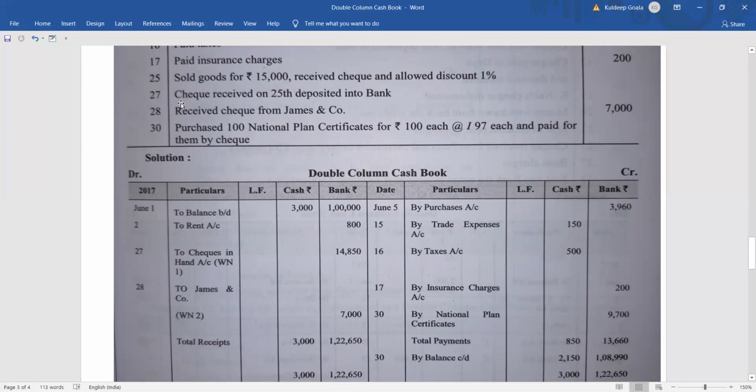Okay, but you can see that here on June 27, the check received on 25th is what we are referring to as deposited in the bank. So it was deposited on some other day. It might be that June 25 was Saturday evening, so there was no opportunity of depositing in the bank. So it was there with you on 25 and 26 of June, and on 27th you have deposited in the bank, right? So what will you do here? Instead of bank, we will take check in hand. So the entry will be like this: check in hand account debit 14,850, discount allowed account debit 150, to sales account 15,000.